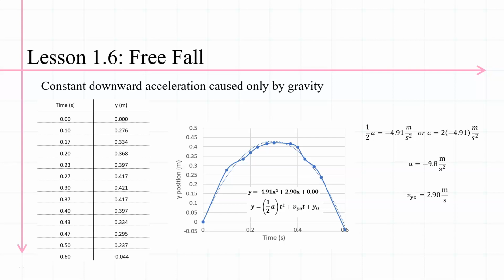And then in my curve fit equation, I have 2.90 times x. Because x is time, that 2.90 must be that VY0 value. So my original y velocity was 2.90 meters per second. And that's a very realistic velocity for somebody jumping from the ground. It's not going to be an extremely fast speed, but it's going to be fast enough to propel them into the air, and 2.90 meters per second would do that.